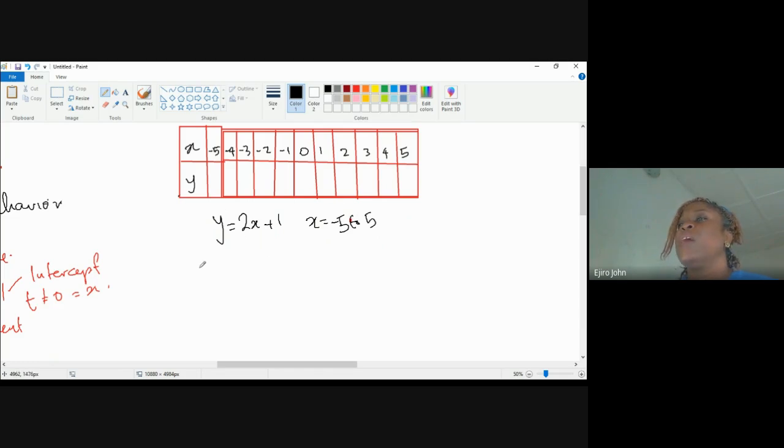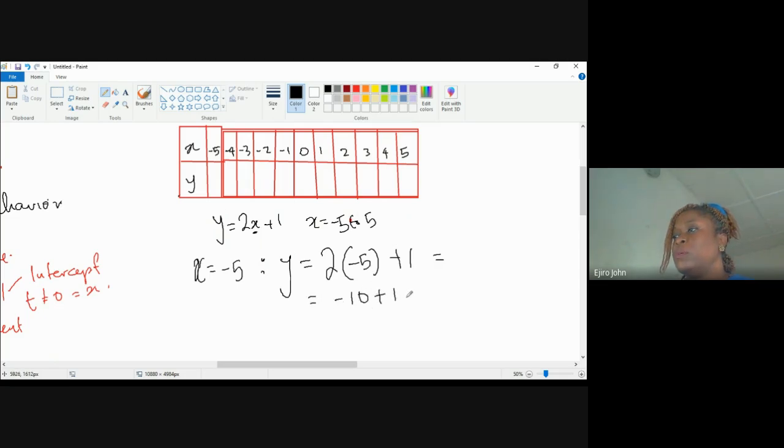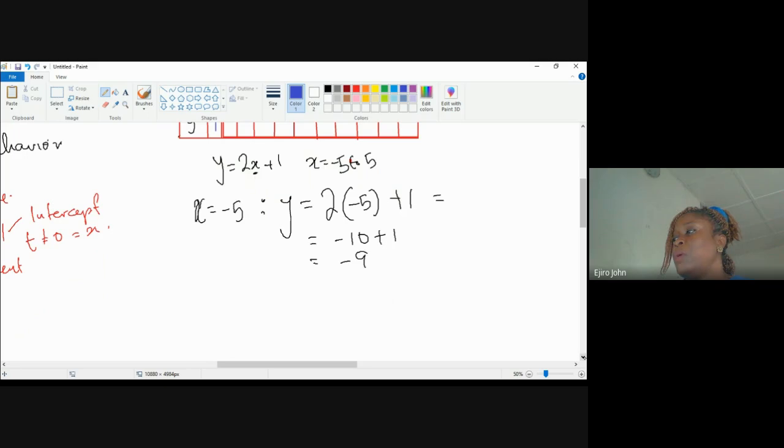Okay, so we'll find the value when x is equal to -5. We'll find the value of y as 2x + 1. We substitute the value of x inside y. So how do we get the answer? 2 times -5 gives us -10, plus 1. So our answer will be -9. So we'll go over here and write -9. The value of y at -5 is -9. Are we good?